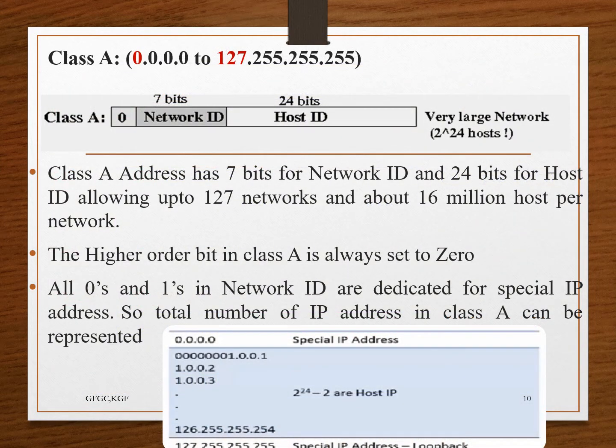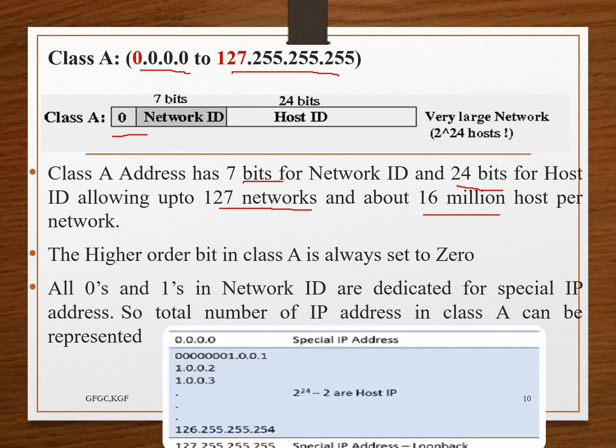Class A ranges from 0.0.0.0 to 127.255.255.255. A Class A address has 7 bits for the network ID and 24 bits for the host ID, which allows up to 127 networks and about 16 million hosts per network. The higher order bit in Class A is always set to 0. Class A is used by organizations requiring very large networks, like NASA and the Pentagon.